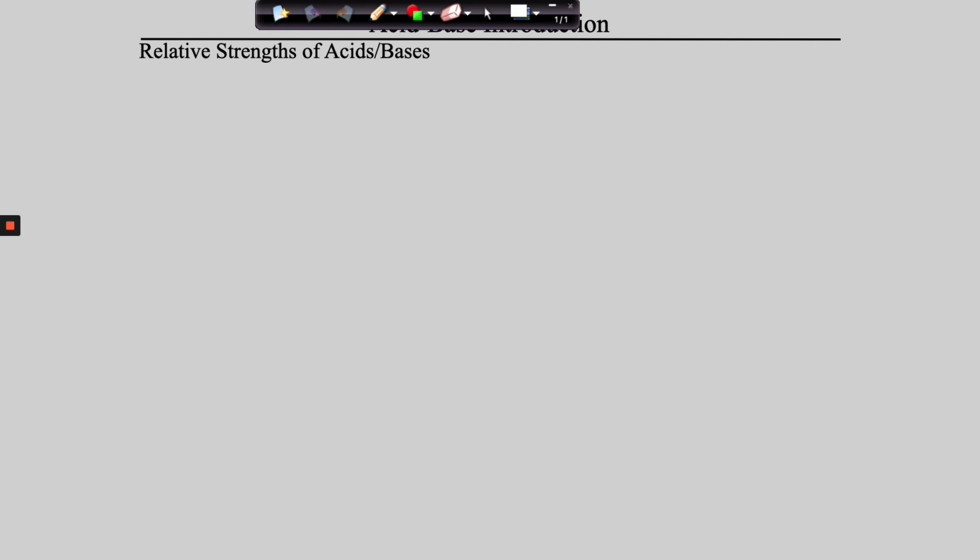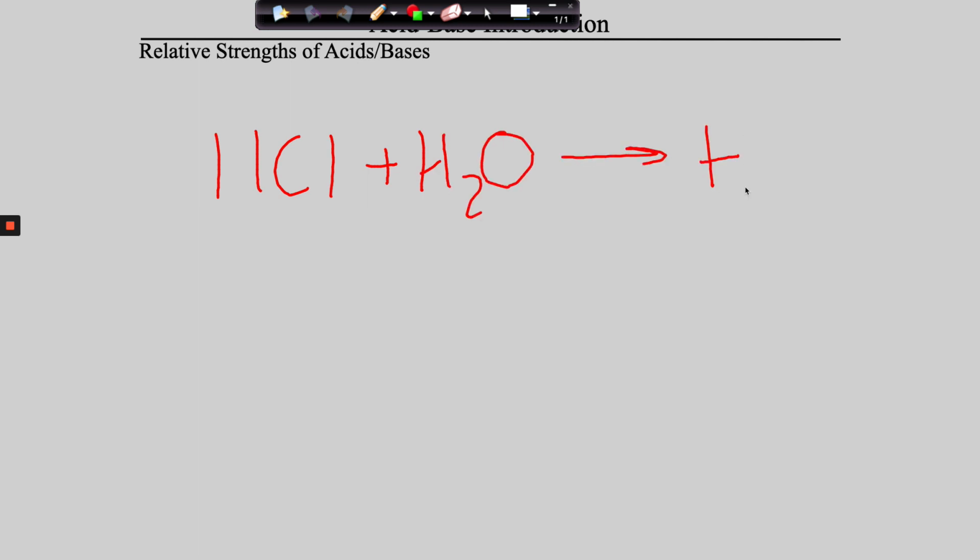Then we talked about what makes acids and bases strong and weak. We talked about this interesting idea that HCl reacts with water, and when it does, it forms hydronium ion and chloride ion. And then we talked about conjugate acids and bases.